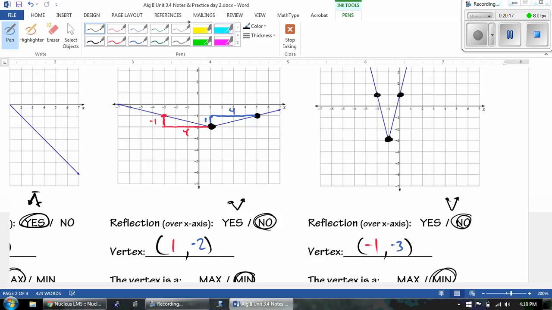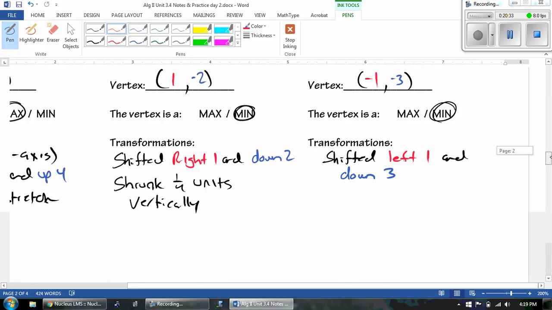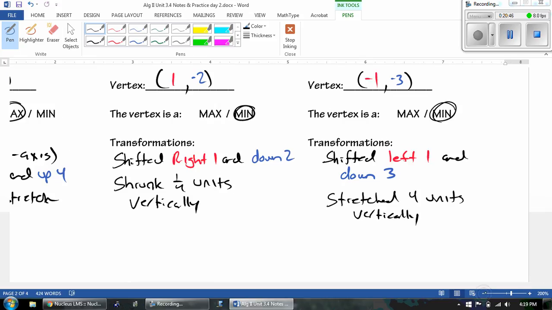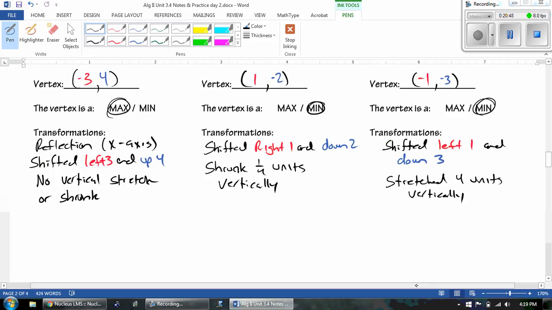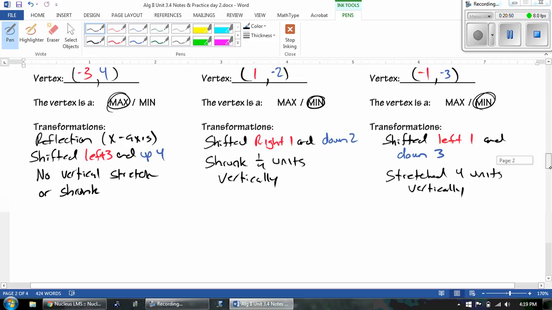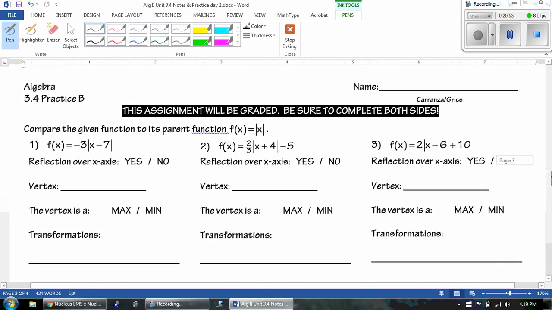Okay, so last thing, let's look at our rate of change. So I think those are my points. So going to the right, it was 1, 2, 3, 4, 4 over 1, and that means it'll be the same, 1, 2, 3, 4 over 1. Good. So that means that this was stretched 4 units vertically. And that's it. Now, your homework is the 3.4 practice B.